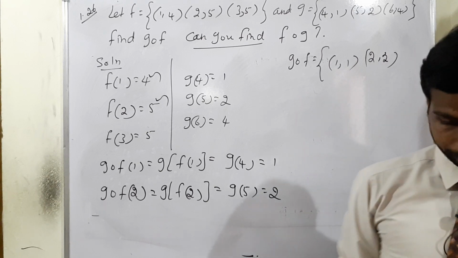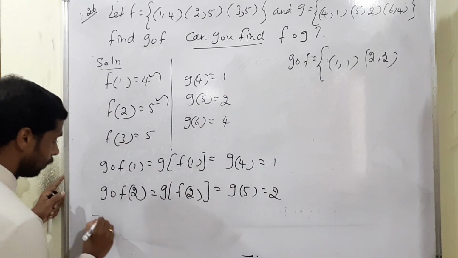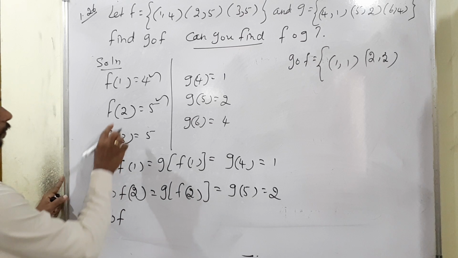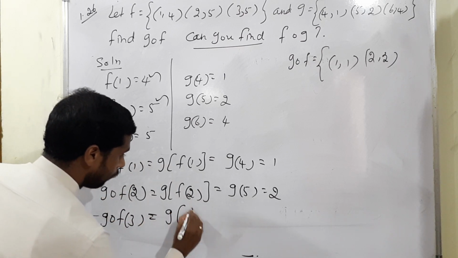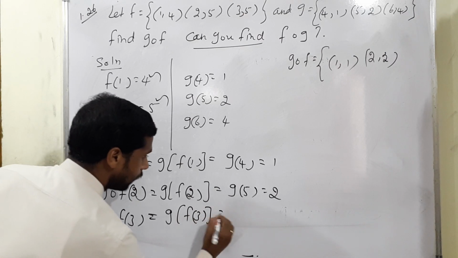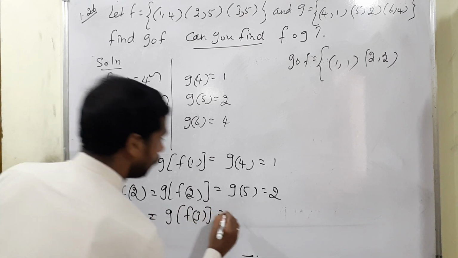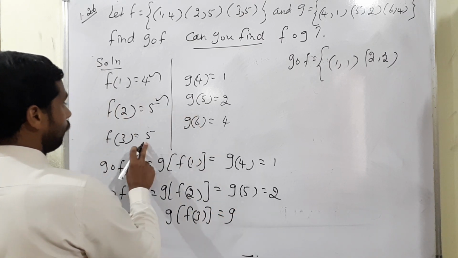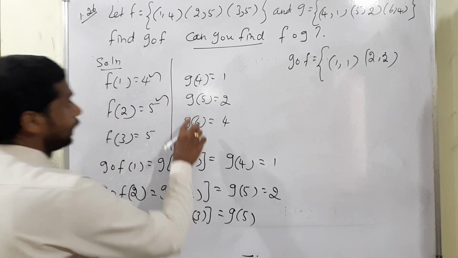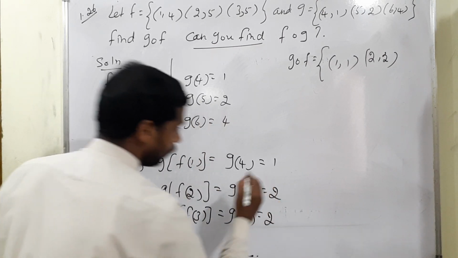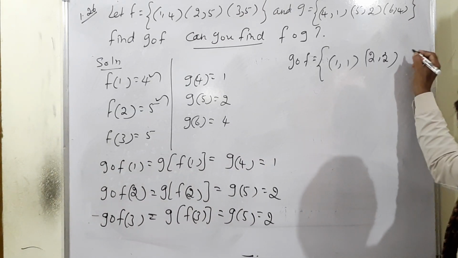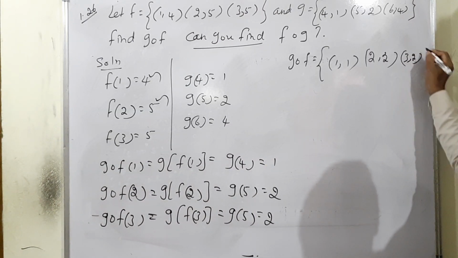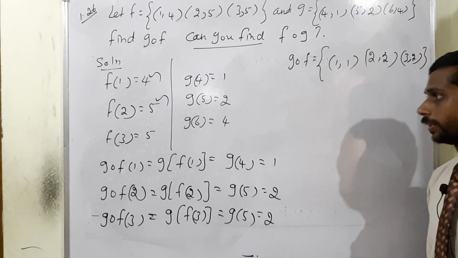Third one, g dot f of 3. Now g of f of 3: f of 3 is equal to what value? 5. Again g of 5 is equal to 2. Last pair, 3 comma 2. This is the answer for f composite g.